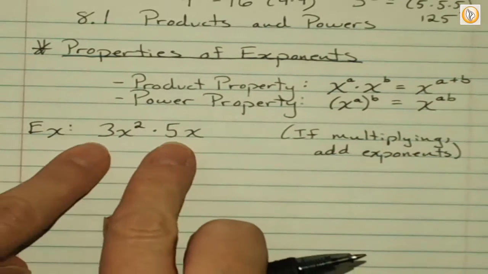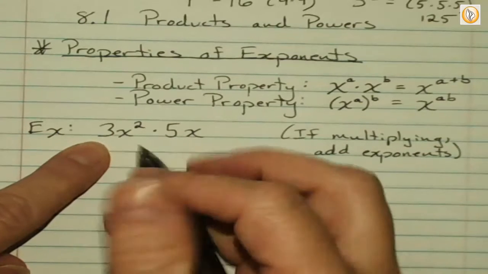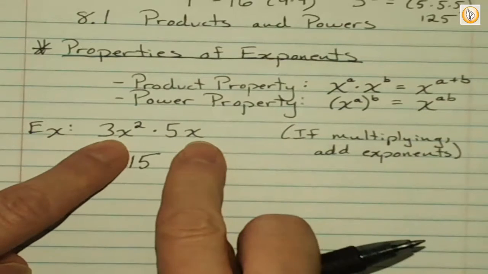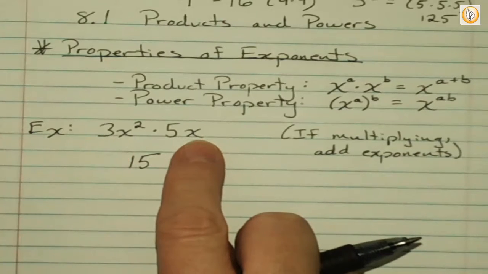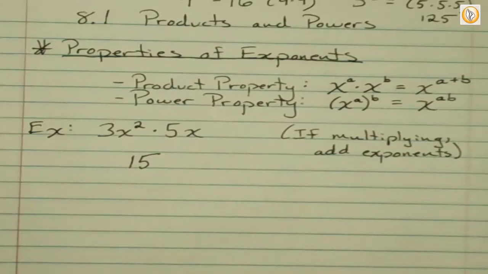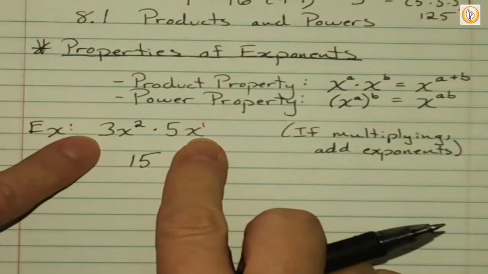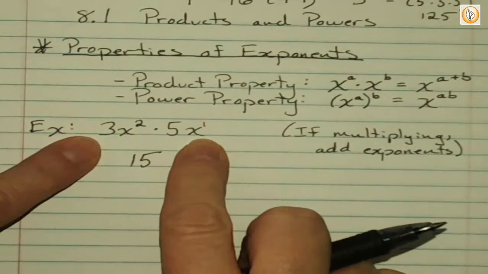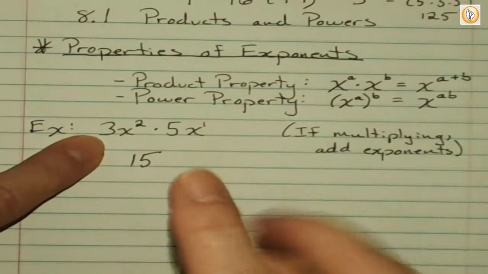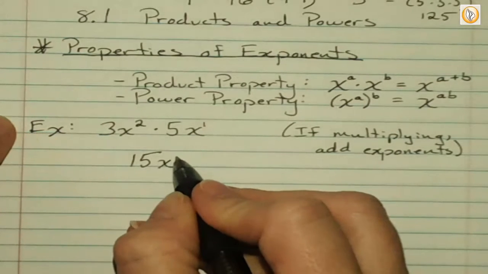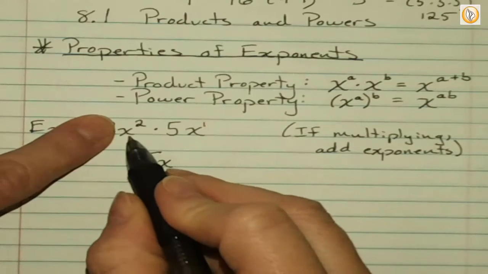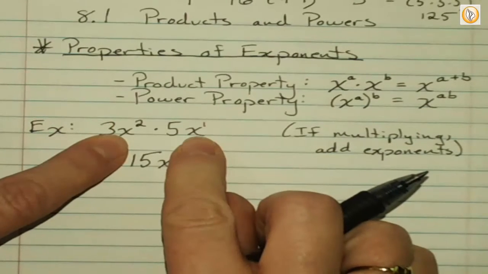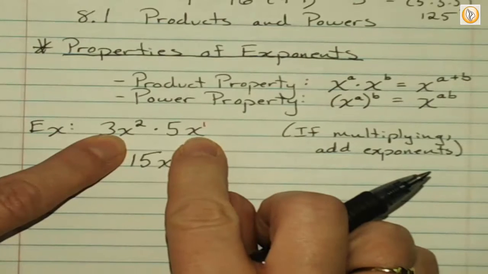So, question, what is 3 times 5? 15. And x squared times x. And by the way, if we don't have an exponent here, what do we pretend is there, Valeria? 1. There you go. We pretend there's a 1 there. So then x squared times x to the 1 would be, let's see, Sophia, what would it be? 2.